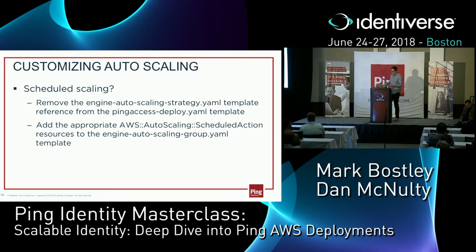The first thing you're going to do is remove this auto-scaling strategy template, which defines all that dynamic stuff I just talked through. You're going to remove it from the deployment, so it's not even referenced. And then you're going to enhance this engine auto-scaling group template to define a scheduled action. You can think of a scheduled action as a cron job. At 8:30 in the morning on Monday, I'm going to add some more engine nodes to the cluster. And then, when the business day is over, I'm going to scale that back in.